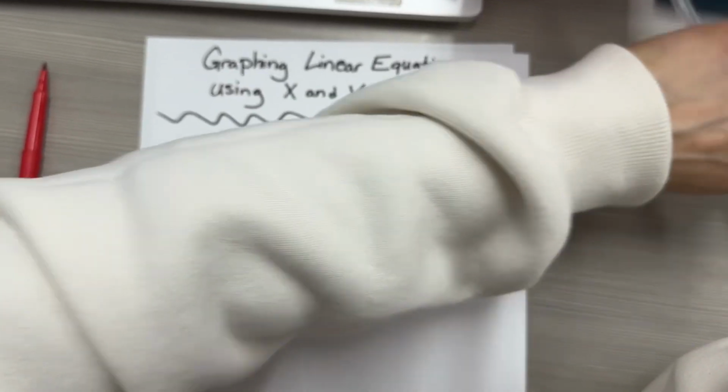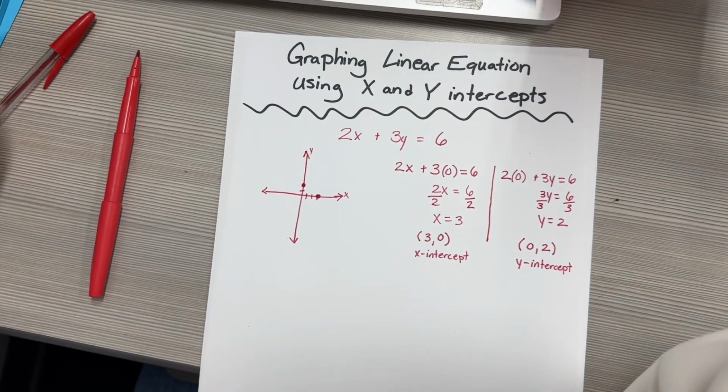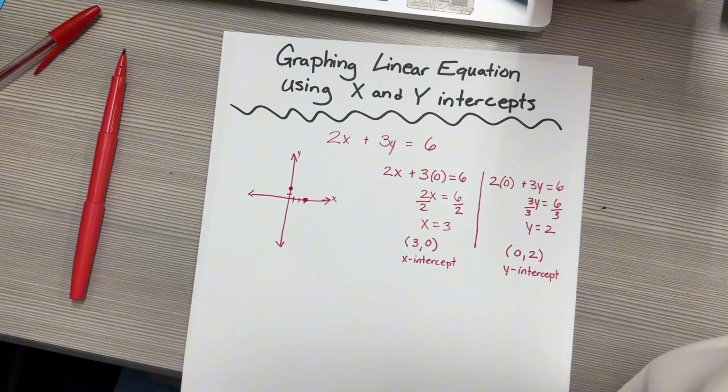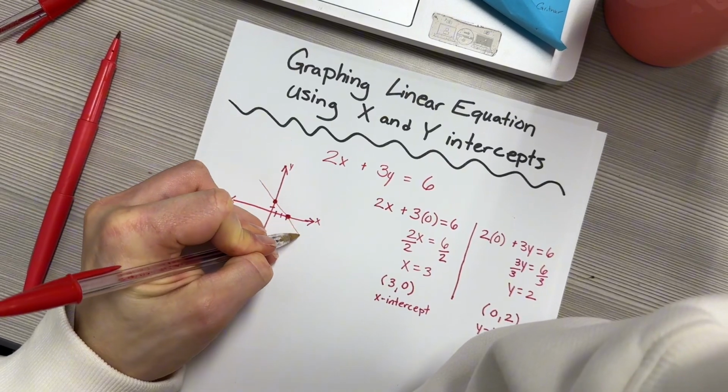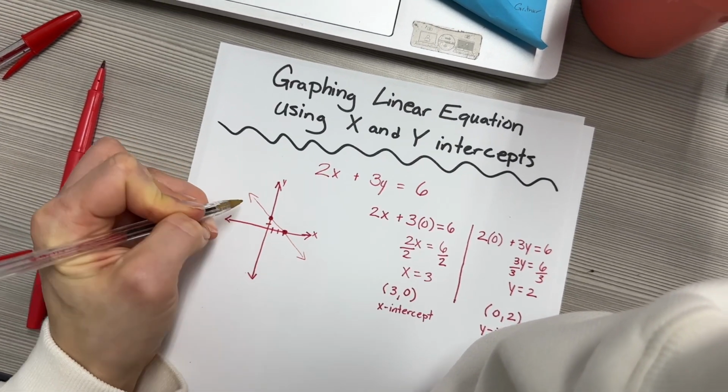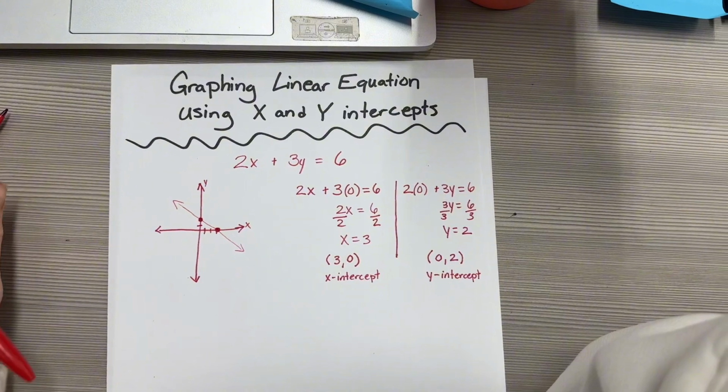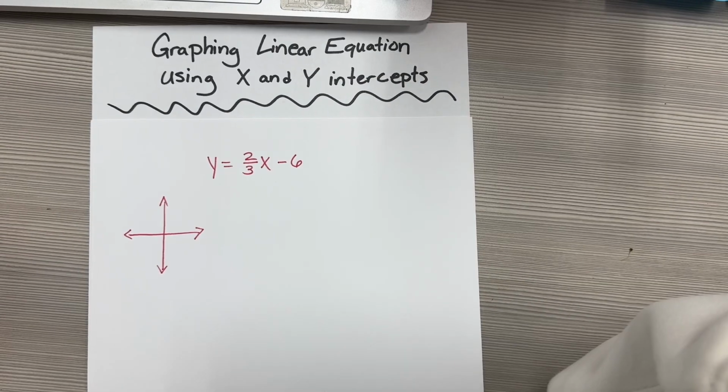So from here, we're just going to connect the dots. Sorry, I did not have my pen ready. And we're going to just draw a line straight through. So your graph should look something like this. Let's look at this example.